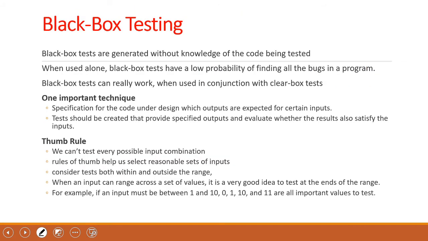Next is black box testing. In black box testing, you don't know what we are going to test, or which program structure we are going to test. Only by giving the input, we will see whether the expected output is reached or not. And if the output is not reached, then we will search for the bug using the clear box tester. Again, black box testing alone will not work without going with clear box testing.